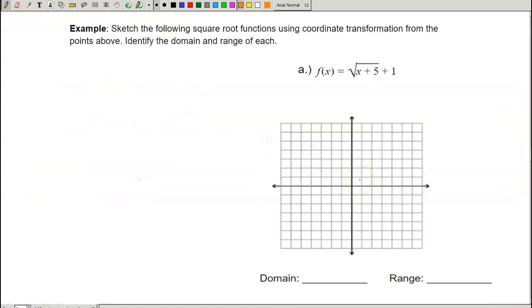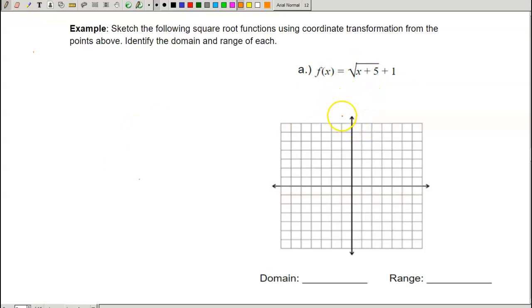All right, so let's take a look at one of these general equations, and instructions here say to sketch the following square root functions using coordinate transformation from the points above. Identify the domain and range of each. Okay, so here's my function. It is the square root of x plus 5, plus 1.